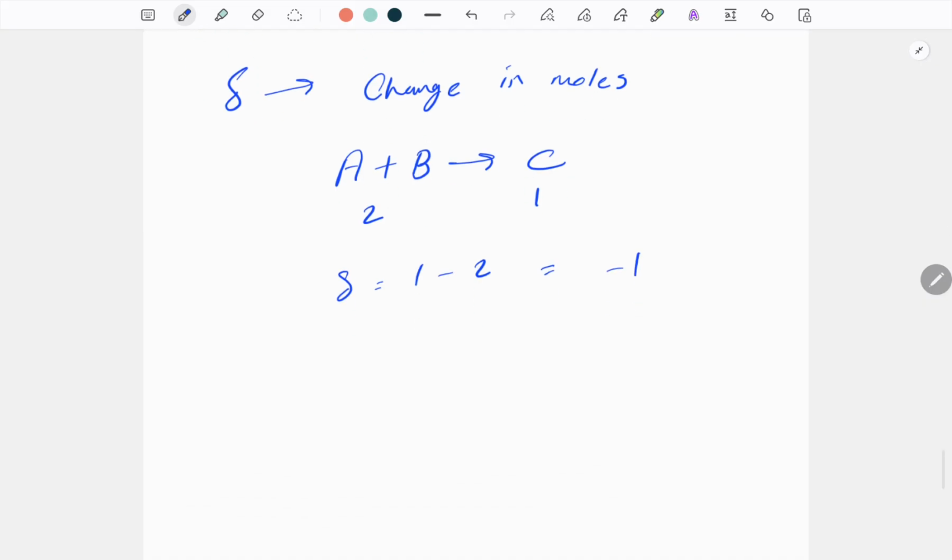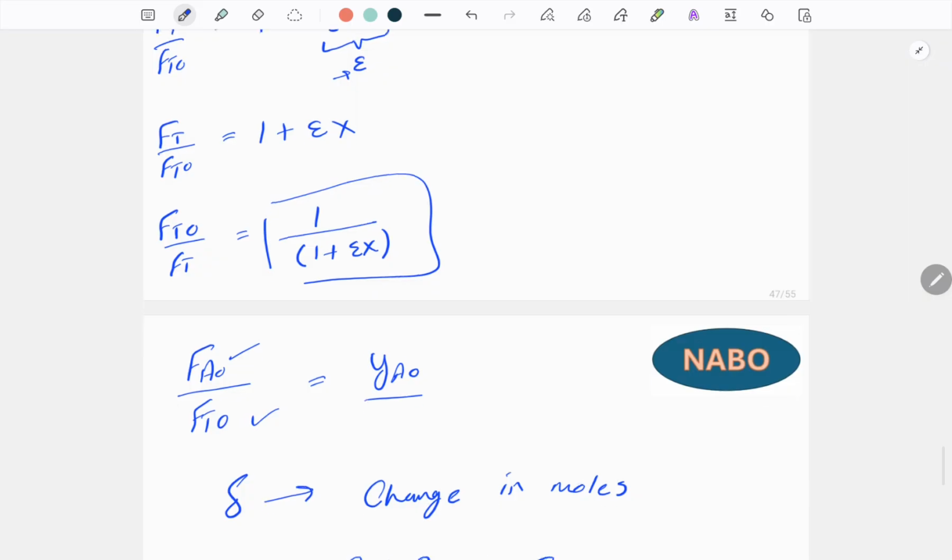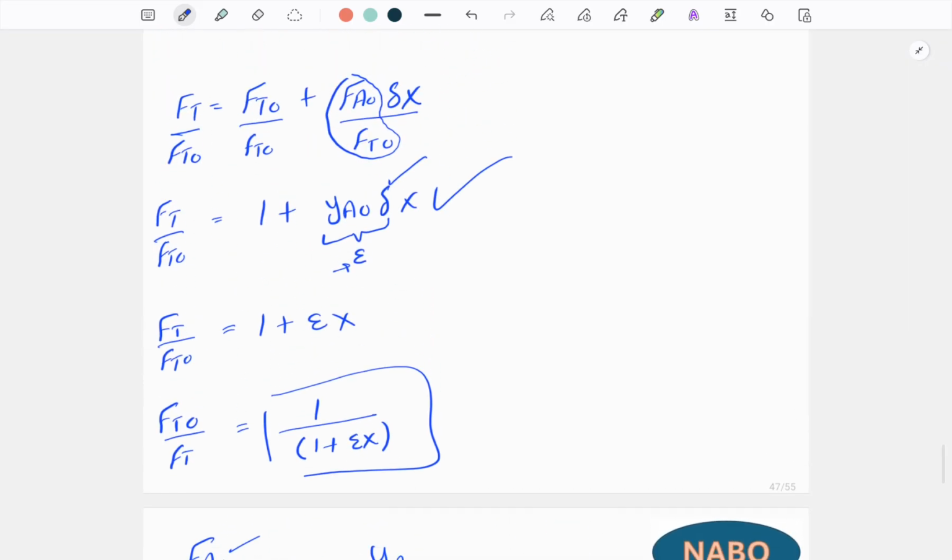Gamma here is -1. But if we look at another chemical reaction, A gives us B, gamma here will equal 1 mole of product being produced minus 1 mole of reactant being used. Gamma here is 0. So in an example where the chemical reaction is equimolar, gamma will equal 0. If gamma equals 0, the expansion factor will equal 0.